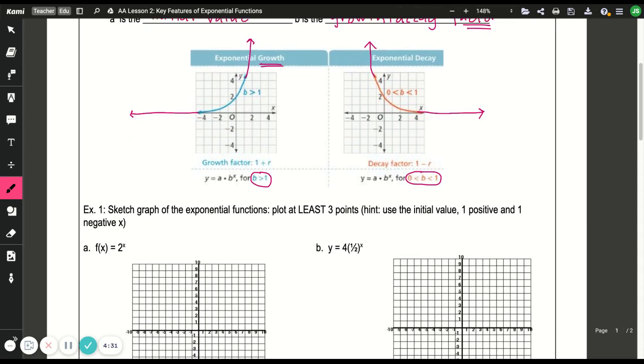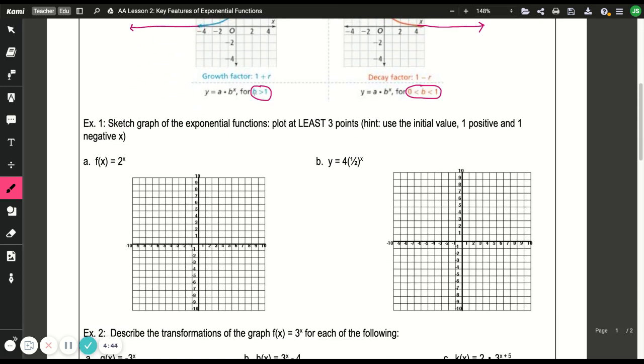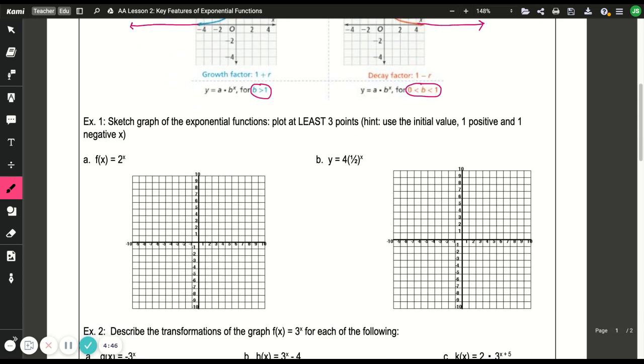Sometimes I think there's problems in Delta, or maybe it's in Desmos. Somewhere there are problems where you just have to say if it's growth or decay based on the equation. So let's look at that before we even try to graph these. We're going to graph these exponential functions. We're going to plot at least 3 points. So we're going to start with the starting or initial value, and then we'll put a positive and a negative in for x.